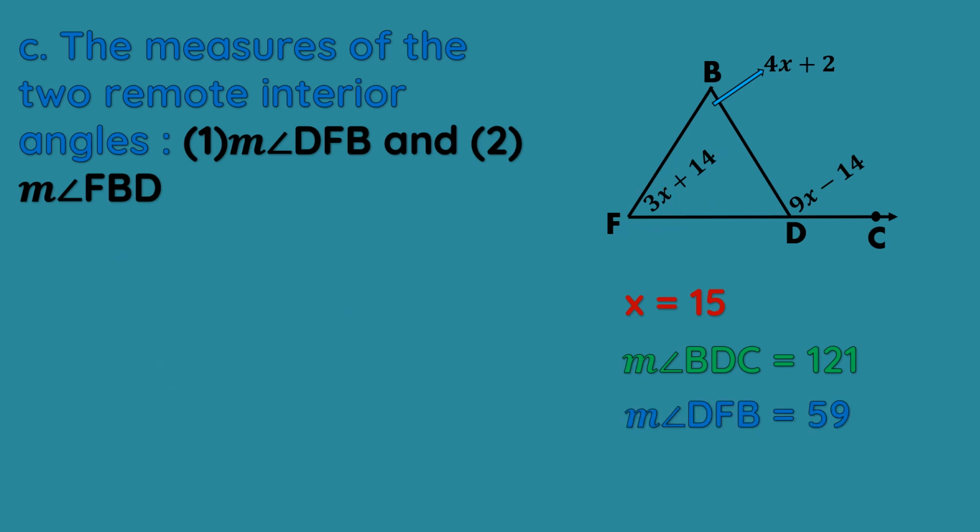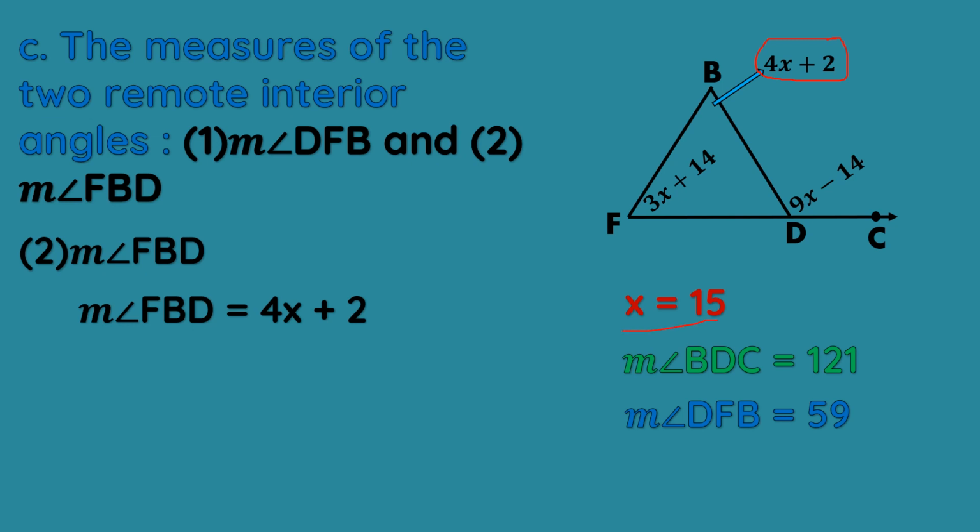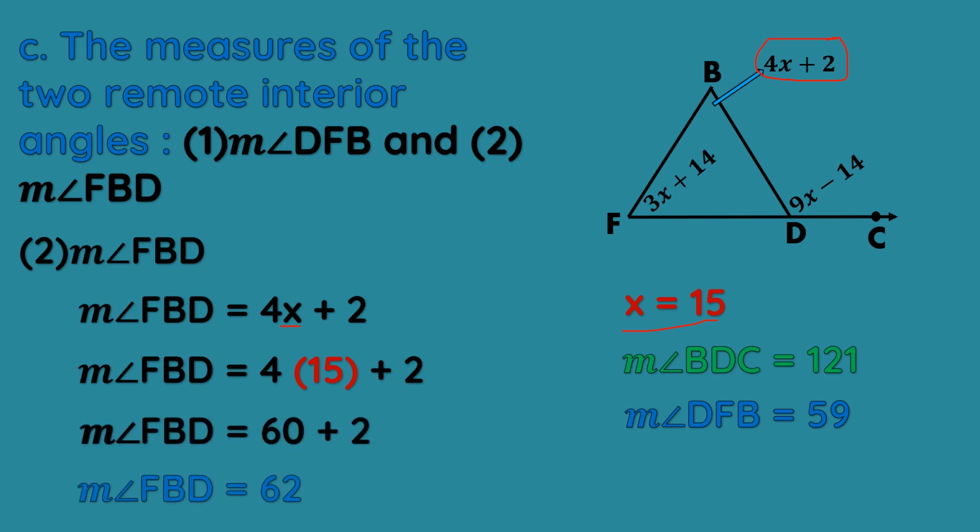We now proceed in solving for the measure of the other remote interior angle, which is angle FBD. The measure of angle FBD based on the given is 4x plus 2. So we have the measure of angle FBD is equal to 4x plus 2. Then the value of x is once again 15. We substitute that value of x to the variable x in the equation. We have 4 times 15 plus 2. 4 times 15 is 60 plus 2. The measure of angle FBD then is equal to 62.